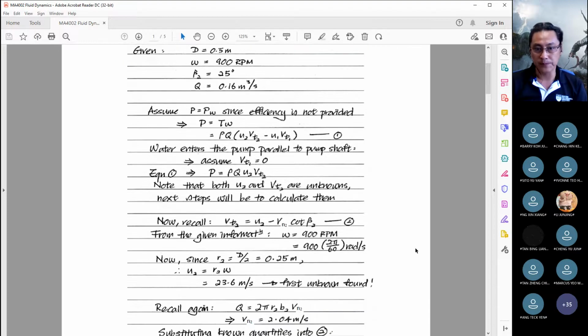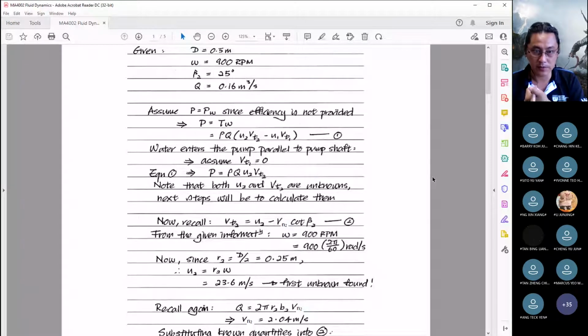Now, as I've mentioned, since the water enters the pump parallel to the pump shaft, that means the entire flow absolute velocity component is in the normal direction. That means we only have Vn1. There's no Vt1. 1 represents the inlet, 2 represents the outlet, just so we're on the same page.